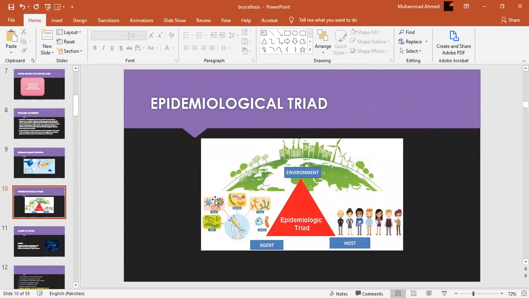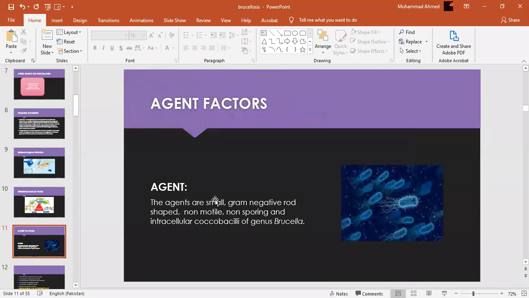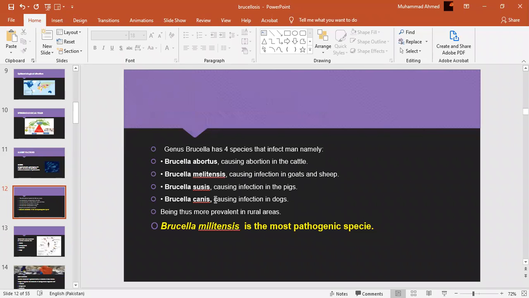Then comes the epidemiological triad. It consists of environment, host, agent. First comes agent factors. The agents are small, gram-negative, rod-shaped, non-motile, non-sporing, intracellular coccobacilli of genus Brucella. Genus Brucella has 4 species that infect man, namely Brucella abortus, which causes abortion in cattle. Brucella melitensis causes infection in goats and sheep. Brucella suis causes infection in pigs. Brucella canis causes infection in dogs.